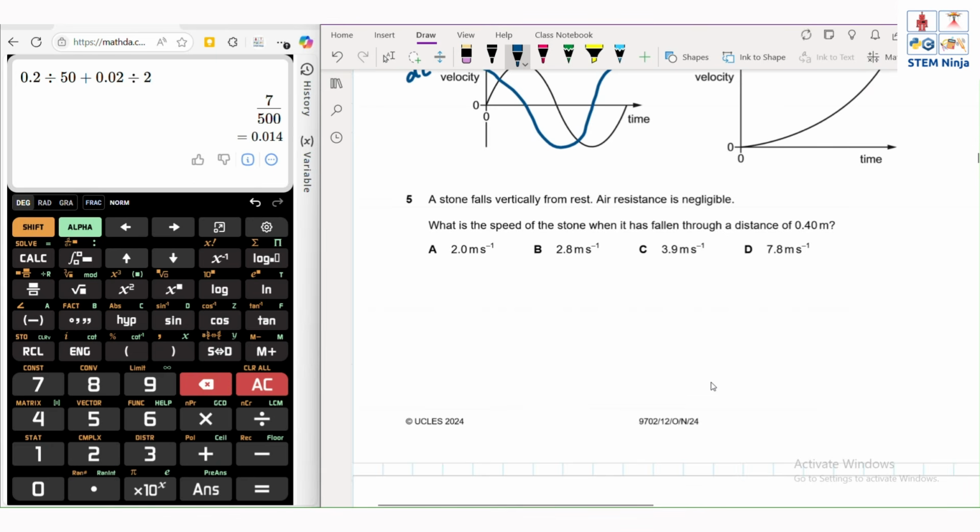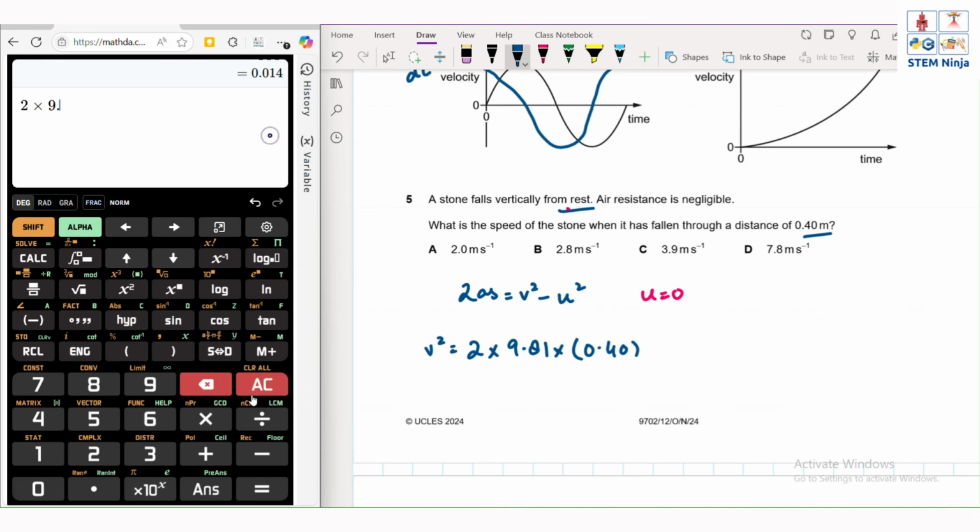A stone falls vertically from rest. Air resistance is negligible. What is the speed of the stone when it has fallen through a distance of 0.4 meters? So this is easy. We just have to use 2as = v squared minus u squared. u squared is 0, since u is 0 as it has started from rest. So v squared would be 2 times 9.81, since it is falling under gravity, and it has fallen through a distance of 0.4 meters.